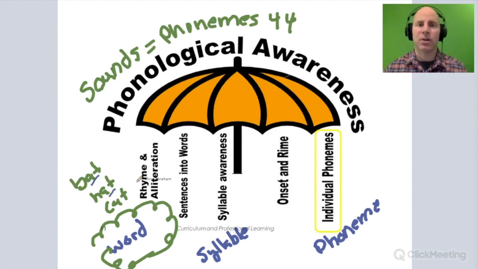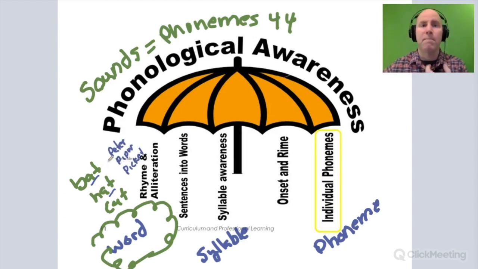Another basic phonological awareness skill is hearing words that have a similar sound in the beginning, like Peter Piper picked a peck of pickled peppers. Here the words Peter, Piper, picked all start with that P sound. And we call that alliteration. A child hearing that these words have a similar beginning would be showing basic phonological awareness on a word level.